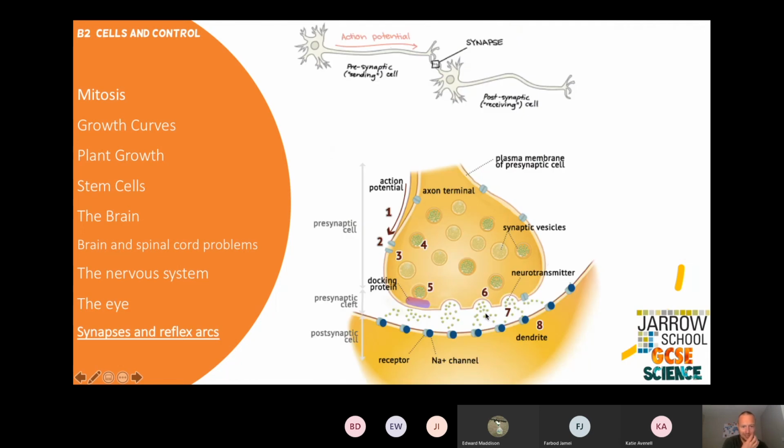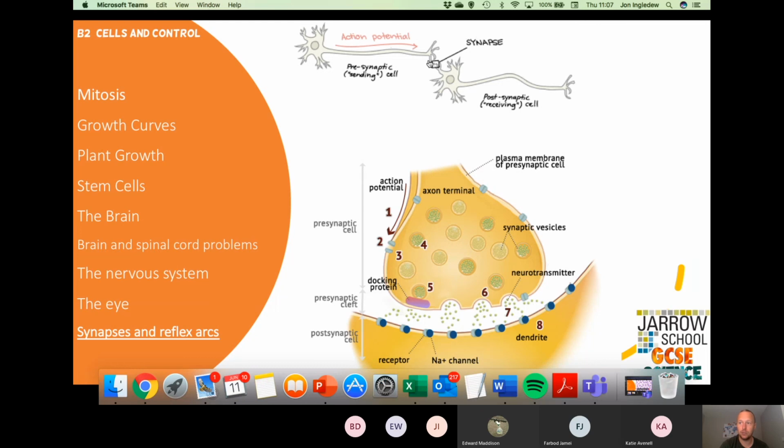Right, the last thing. Any questions so far, by the way? All right. So synapses and reflex arcs. A synapse is simply the gap between 2 nerve cells. So this could be a sensory neuron, and then a relay neuron. Anything between 2 nerve cells is called a synapse.